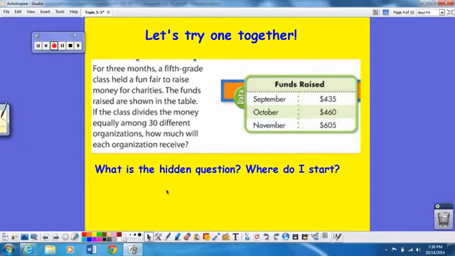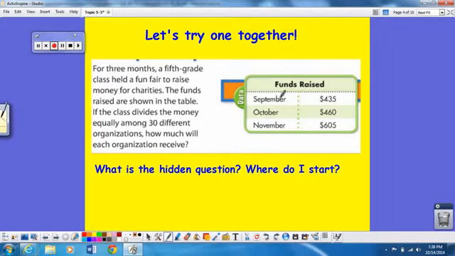Now let's try another one, and this time I want you to maybe pause the video and see if you can figure this out before we work it out. So let's set the problem up. For 3 months, a 5th grade class held a fun fair to raise money for charities. The funds raised are shown in the table. If the class divides the money equally among 30 different organizations, how much will each organization receive?